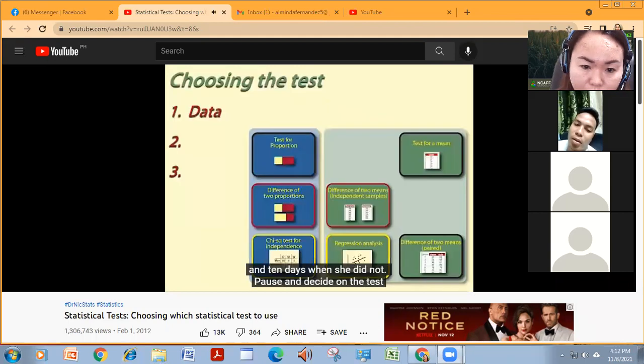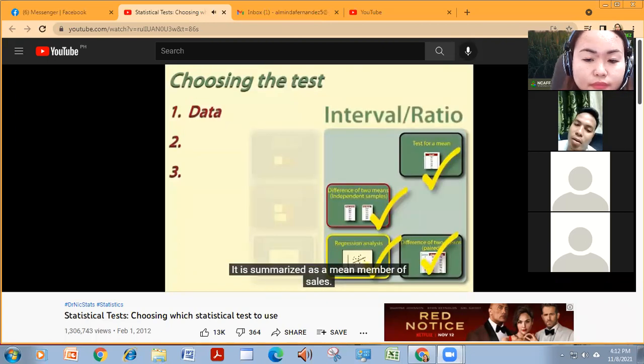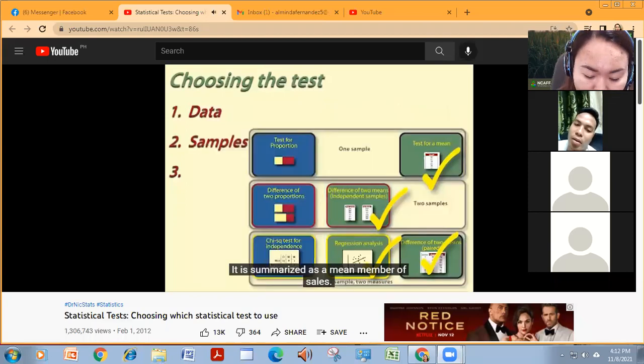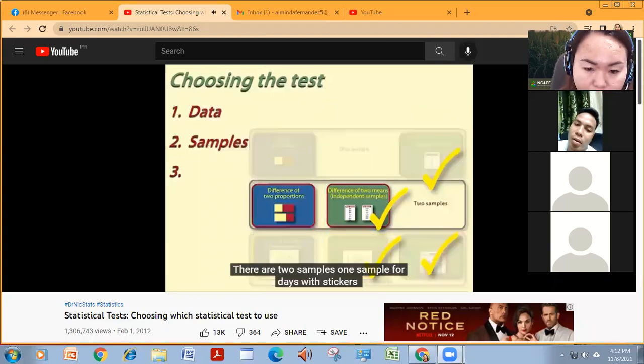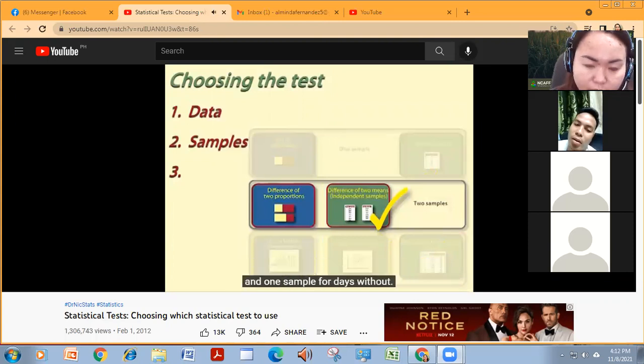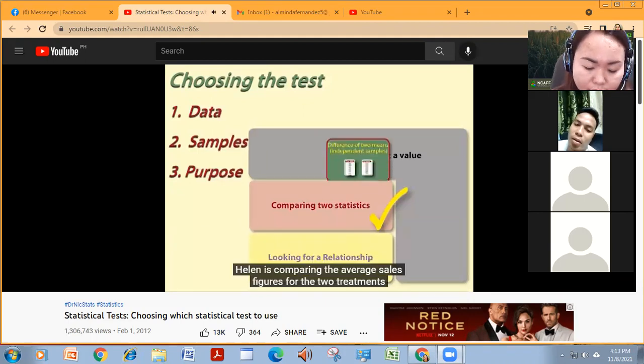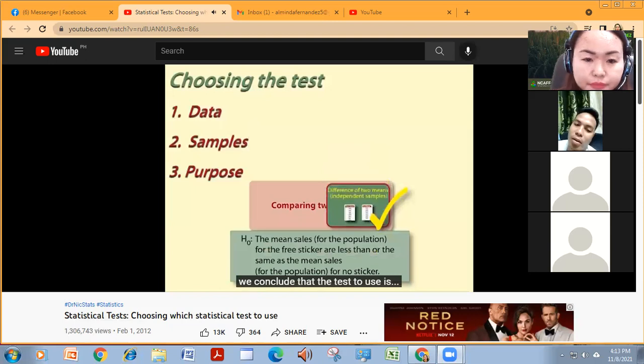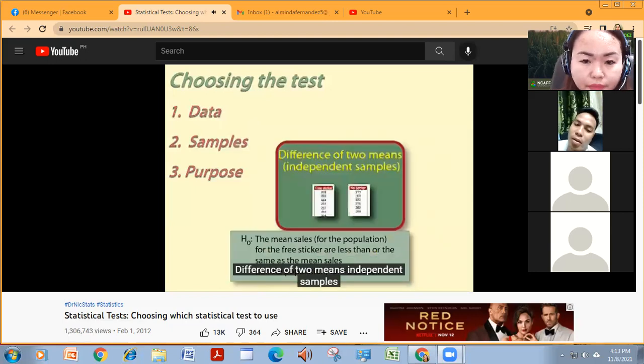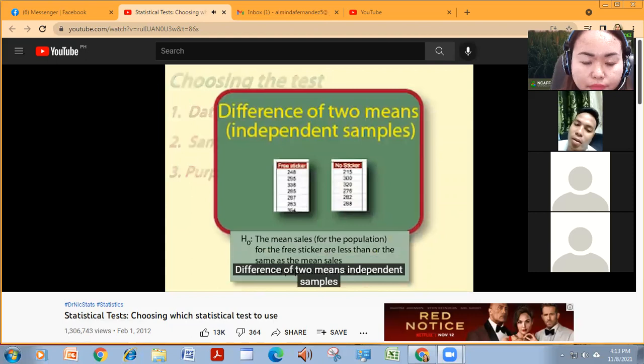Data. For each day, Helen has a number or value corresponding to the sales for that day. This is interval ratio data. It is summarised as a mean number of sales. 2. Samples. There are 2 samples, one sample for days with stickers and one sample for days without. 3. Purpose. Helen is comparing the average sales figures for the 2 treatments. We conclude that the test to use is difference of 2 means independent samples.